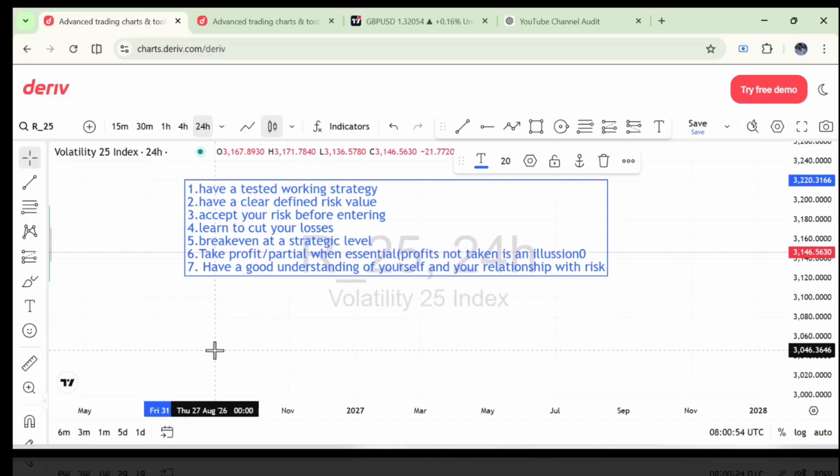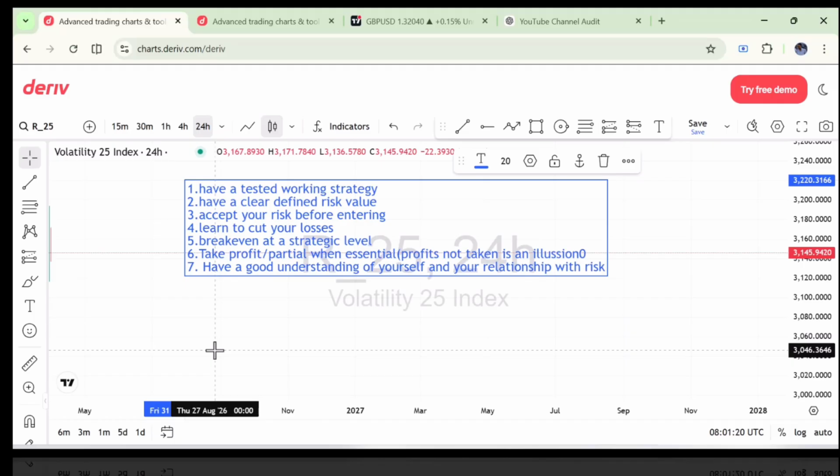How did the previous day go? What can you do better this time? How much are you going to lose today? How much are you going to make today? For instance, if you have a $100 account, you can tell yourself, okay, I don't want to lose more than $30, that is 30% of your account today. And once you have that in mind, you look for a trade setup that deserves that $30.